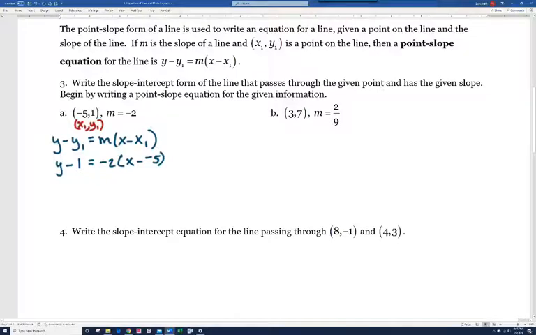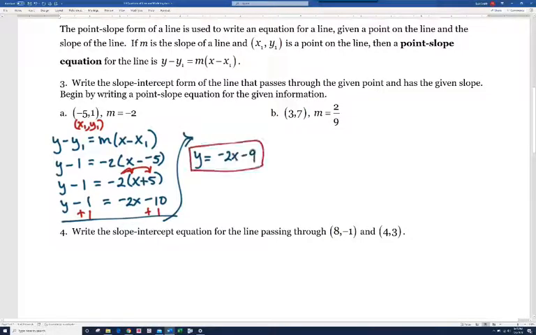So notice right now I have a point-slope equation. But again, it's not all that useful. It's kind of messy. And so let's clean it up and solve for y and put it in slope-intercept form. So we get y minus 1 is equal to negative 2 times x plus 5. So notice I subtracted negative 5, I'm going to change that to addition. And then I'm going to go ahead and distribute on the right side. I'll get negative 2x minus 10. And then I need to add 1 to both sides. And I end up with negative 2x minus 9. Now I would encourage you to try B and see if you can do it.